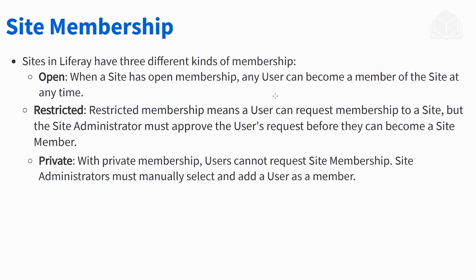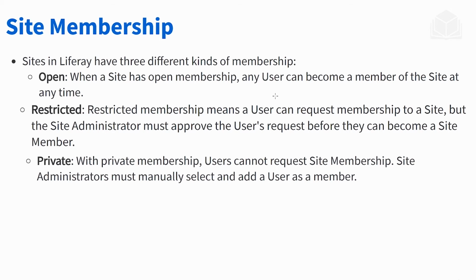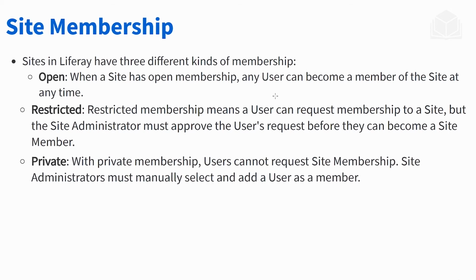Restricted means that a user says, hey, I want to be a part of this site, but at that point, a site administrator needs to approve that request before they can become a site member. And finally, the last one is private membership. This means that the user has no option to become a site member unless a site administrator manually selects and adds that user. You can control site membership by going to Sites under the control panel, clicking on a site, and then choosing what kind of membership you want.